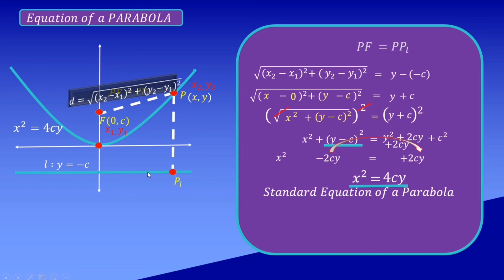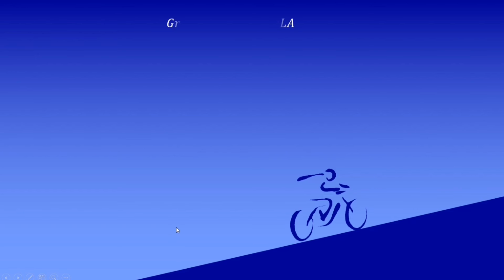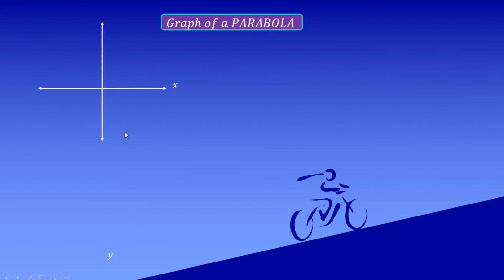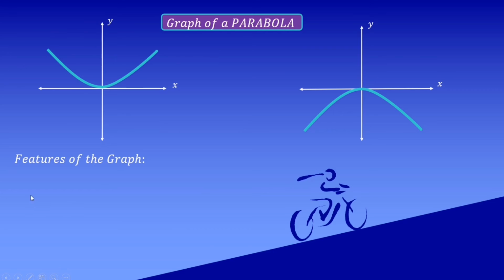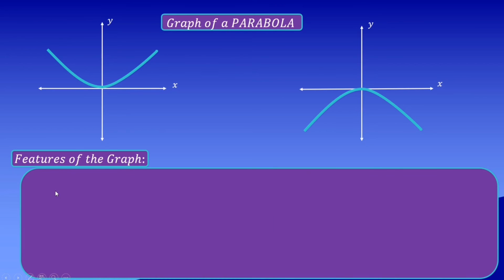The parabola x squared is equal to 4cy, opening upward with the vertex 0, 0, the lowest point of the parabola. Alamin natin yung behavior ng graph ng parabola. So we have here the graph opens upward, and the parabola opens downward, sa pamagitan ng features of the graph or the parts of the graph.